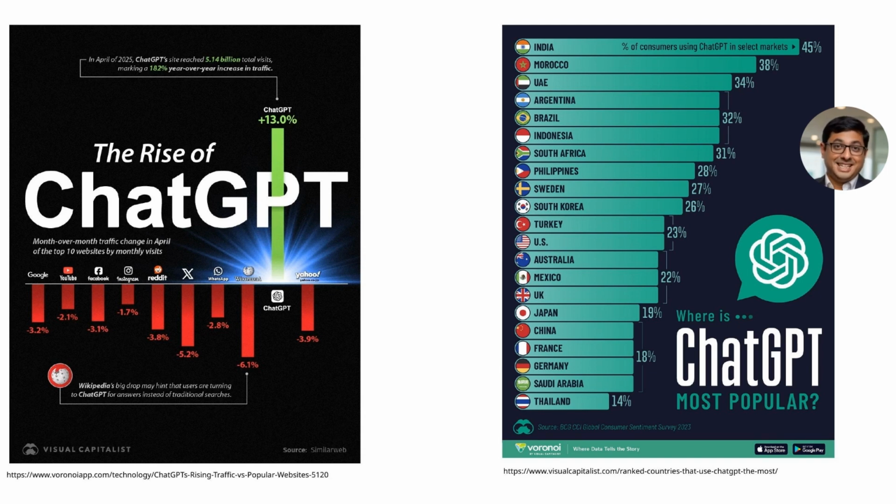This signals a major shift in how people search for answers, moving from browsing links to interacting directly with AI for knowledge. On the right, we see that knowledge-driven economies like India, Morocco, the US, and many others are adopting AI tools like ChatGPT at a rapid pace. To summarize, the impact of AI on society is evident in rapidly changing patterns of consumer behavior.